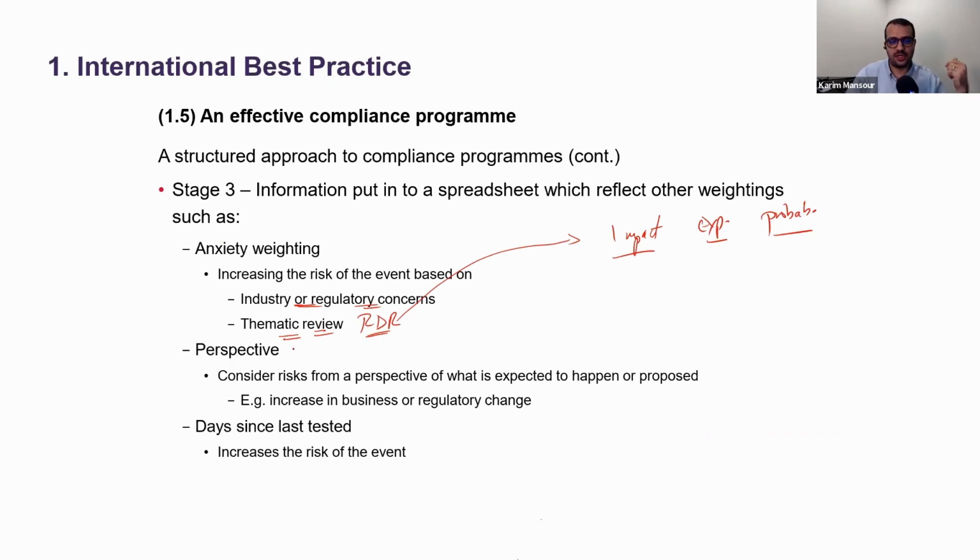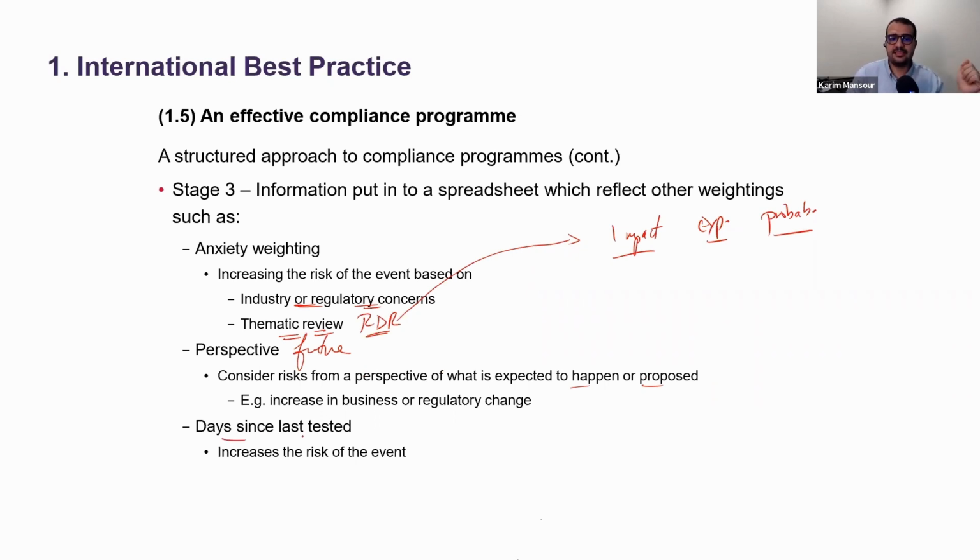Perspective means future. Looking into the future. Consider risk from the perspective of what is expected to happen or proposed. Most of compliance is based on history, it's historical, but sometimes it pays to anticipate what's going to happen. Don't wait for the risk to happen before you start taking action. Try to predict.